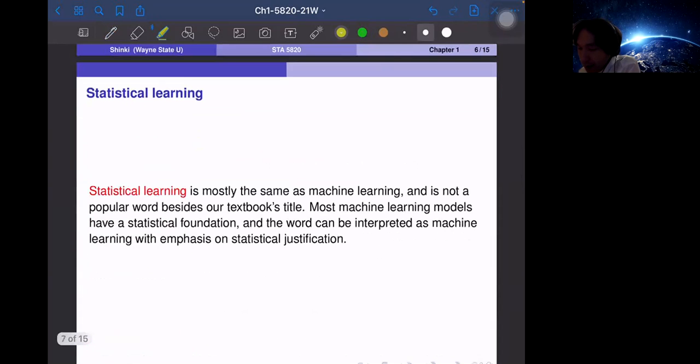And statistical learning is mostly the same as machine learning and is not a popular word besides our textbook's title. Most machine learning models have a statistical foundation, and the term statistical learning can be interpreted as machine learning with emphasis on statistical justification.